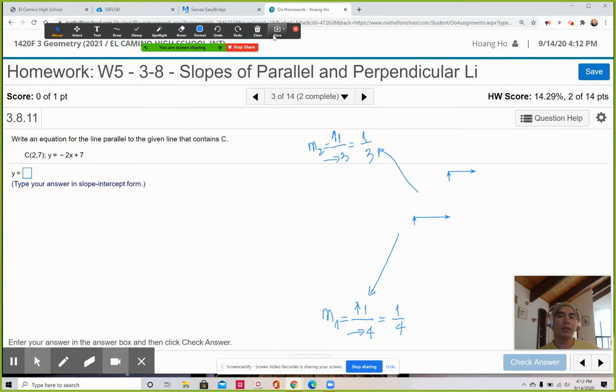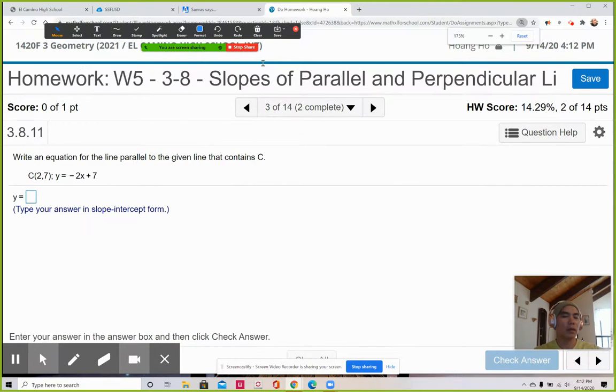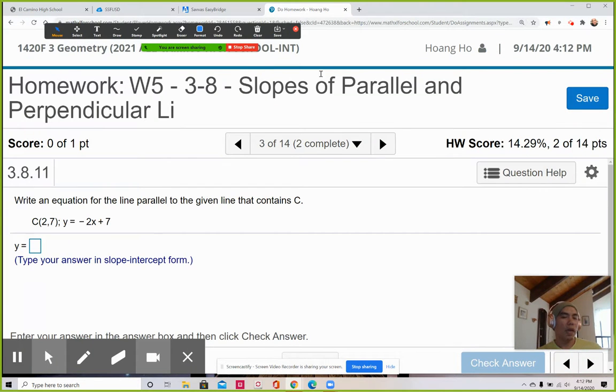So now number 3, make it bigger a little bit. All right. Write the equation for the line parallel to the given line that contains point C. Okay, so take a look at the requirement. They want your answer in slope-intercept form. So make sure you get that form. First, the given line, from the equation, you can tell the slope equals -2. So the new line should have the same slope.